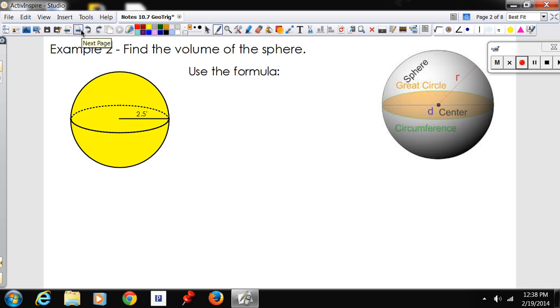Okay, example 2. Now we have found the surface area, 4 circles. Now we're going to look for the volume. How much would it take to fill up a sphere? And that would be this formula right here, the 4/3 pi r cubed. I would actually prefer writing it like this: I'm just going to put the 4 pi r cubed on top and divide everything by 3. To me, that's just easier to do, rather than worry about the 4/3 fraction in front.